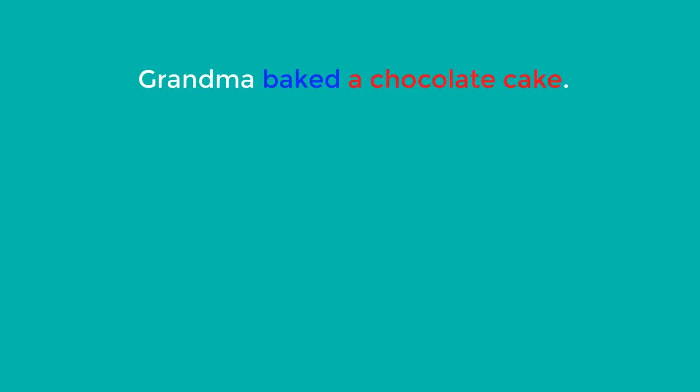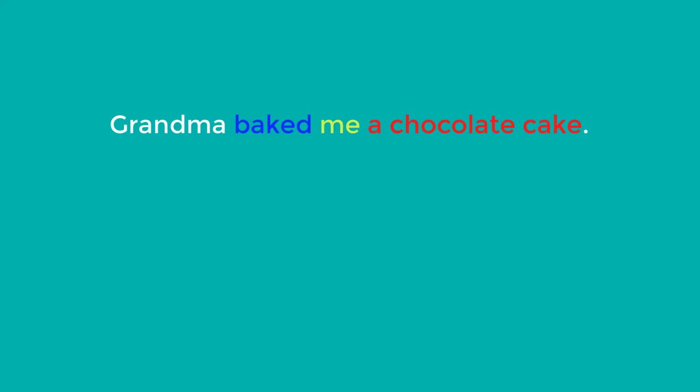Let's go back to our original sentences and let's insert an indirect object. Grandma baked me a chocolate cake. We know that the action of baked what? A chocolate cake, which is a noun phrase. Who is the chocolate cake for? A chocolate cake for whom? For me. Me is the indirect object in this sentence.